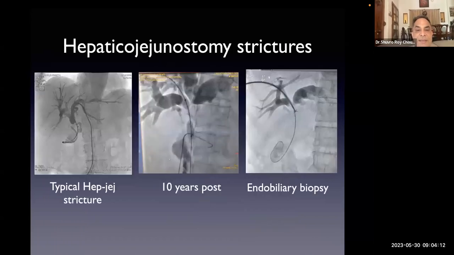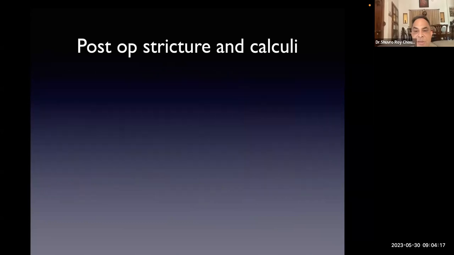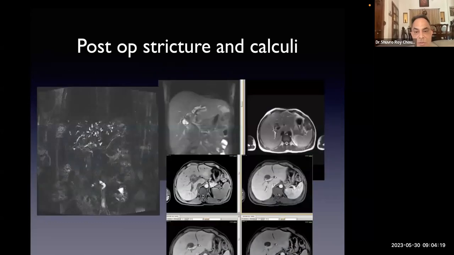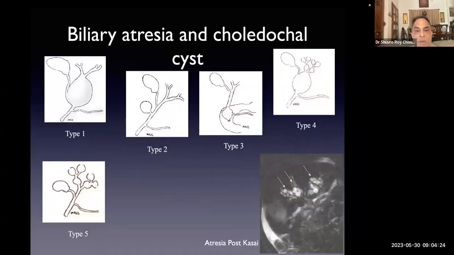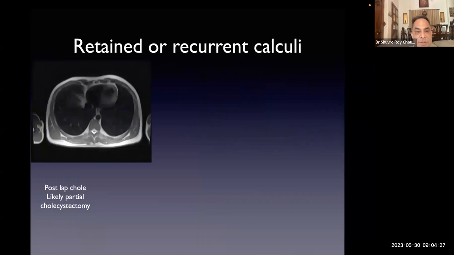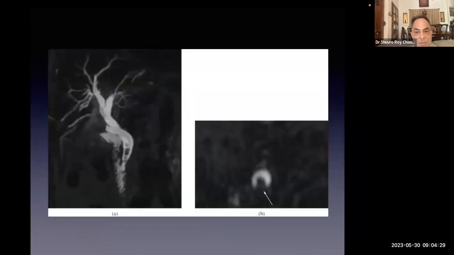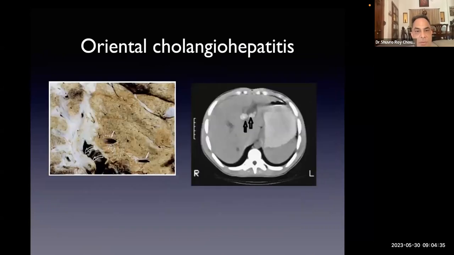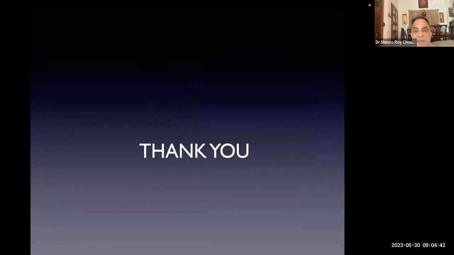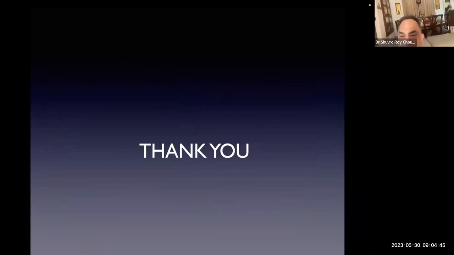So you can see some very nice excretory pictures of the bile duct with MRI. We've talked about hepatico-jejunostomy strictures. Sclerosing cholangitis, I didn't talk about. Choledochal cyst, we've talked about this. And in our country, oriental cholangiohepatitis is not uncommon, RPC. So that more or less covers MRI of the benign biliary tree.